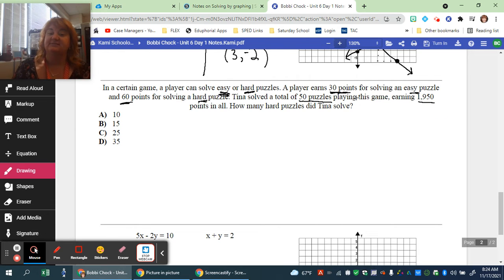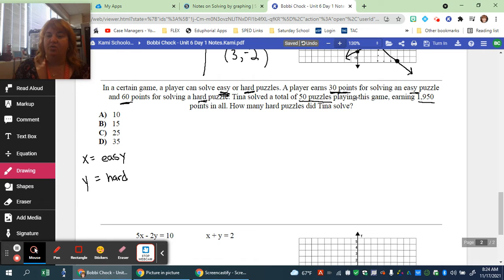Okay, well, we have 2 systems here. So we can say x equals the easy puzzles. Now, some people might say E equals the easy puzzles. The reason why I'm saying x is because I'm going to put this one in Desmos. I'm going to show you how I can put this in Desmos. So I need to call it x and y. You can call it E and H, but then you won't be able to put it in Desmos. So that's up to you. And y is going to be my hard puzzles.